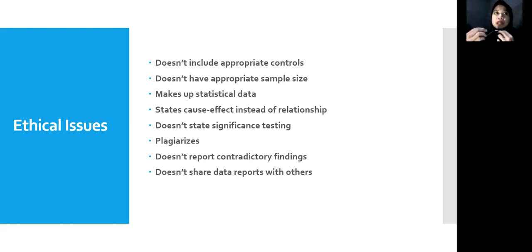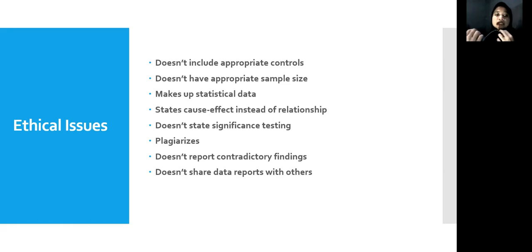The first problem that may occur in correlational design is that the research doesn't include appropriate controls. The second, it doesn't have an appropriate sample size. So maybe the researcher doesn't state a clear number of the population, so he or she cannot define how many samples should be involved in the research.